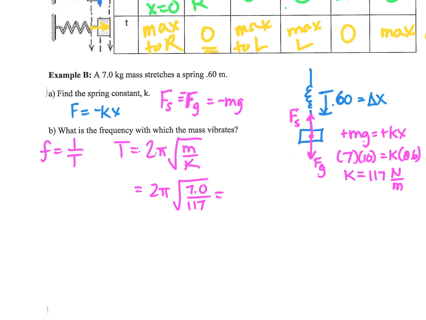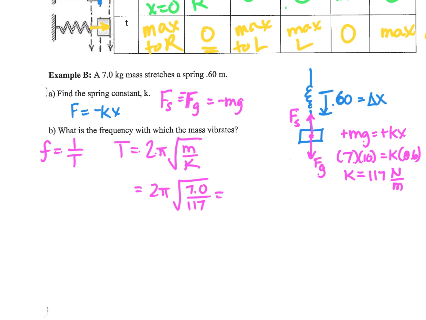I'm sorry, wait a minute. That was dumb. That is not 0.65. Let me figure that out. What is this? 2 pi. So I'm going to start with the inside. I'm going to take 7 and divide it by 117. I'm going to take the square root of that. And then I'm going to multiply it by 2 and by pi. And I get 1.53. So this is approximately 1.5369. Okay, and that's seconds. So that is the period.